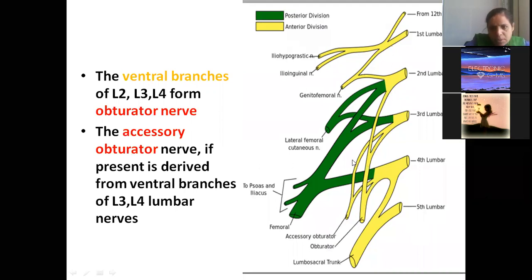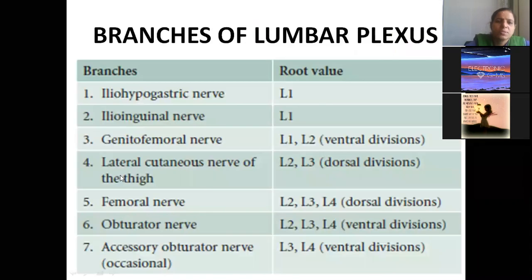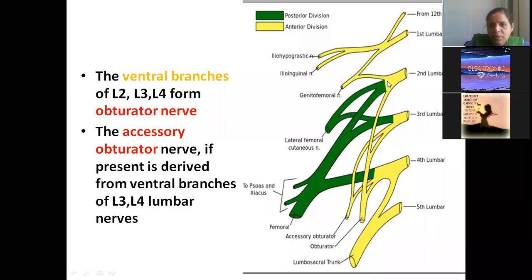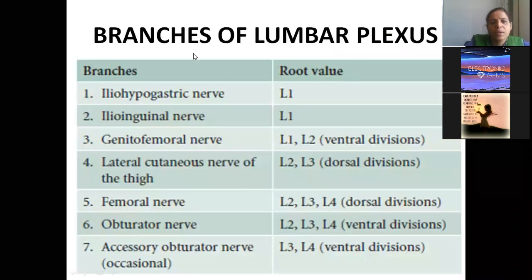Sometimes, not always, we may also have from these anterior or ventral divisions of L3 and L4, they may join to form accessory obturator nerve. Very good. So this is the summary picture of what we have studied just now. Did we see iliohypogastric, ilioinguinal, genitofemoral, lateral femoral cutaneous nerve of the thigh, femoral nerve, obturator nerve, accessory obturator nerve? That is written here. This picture has been taken from Vishwam's lab.